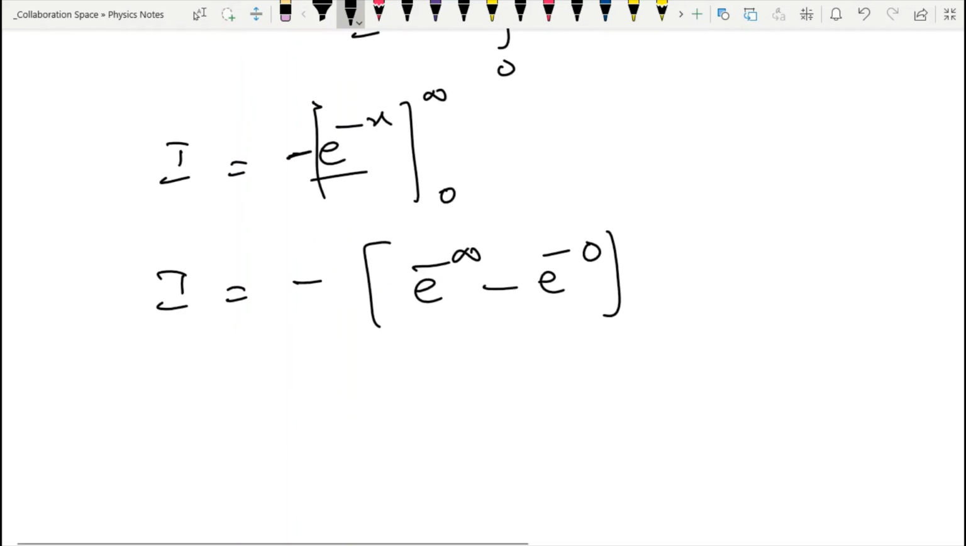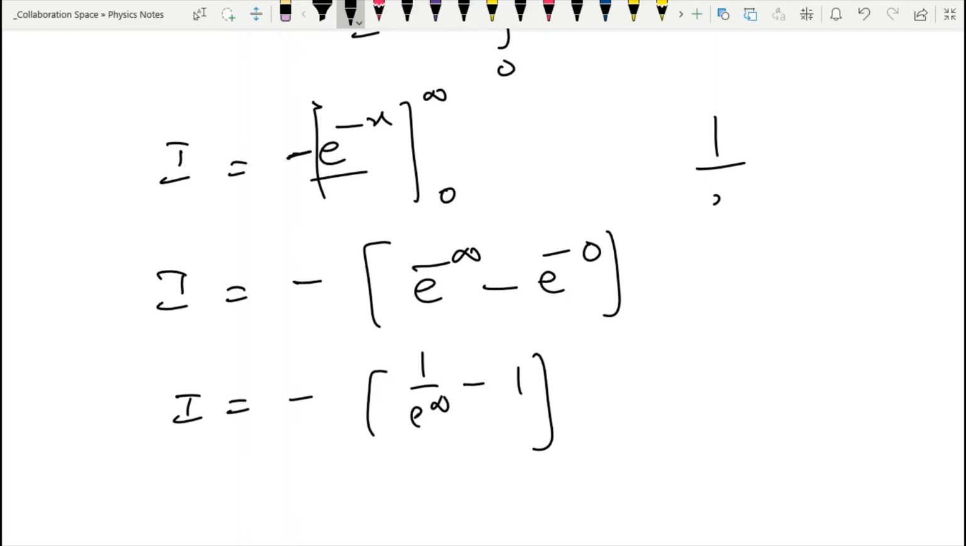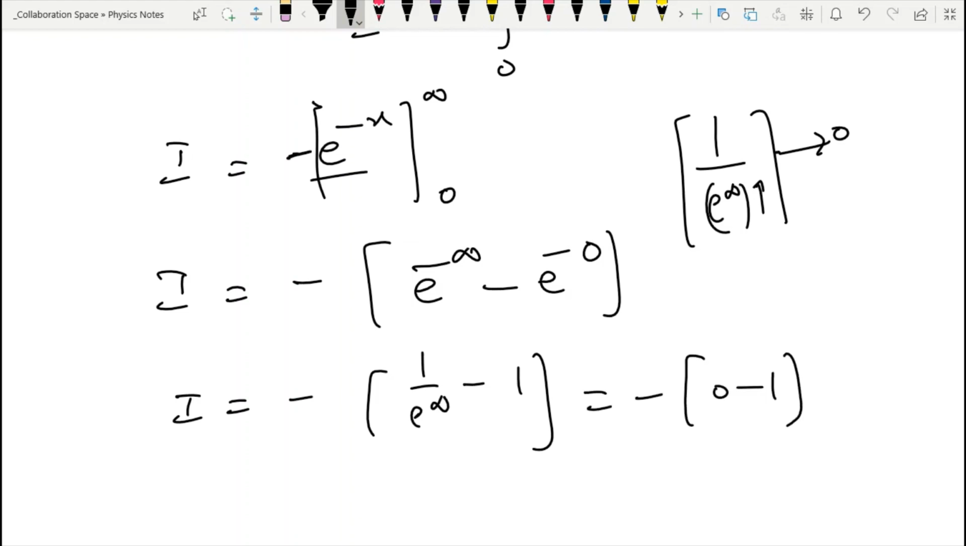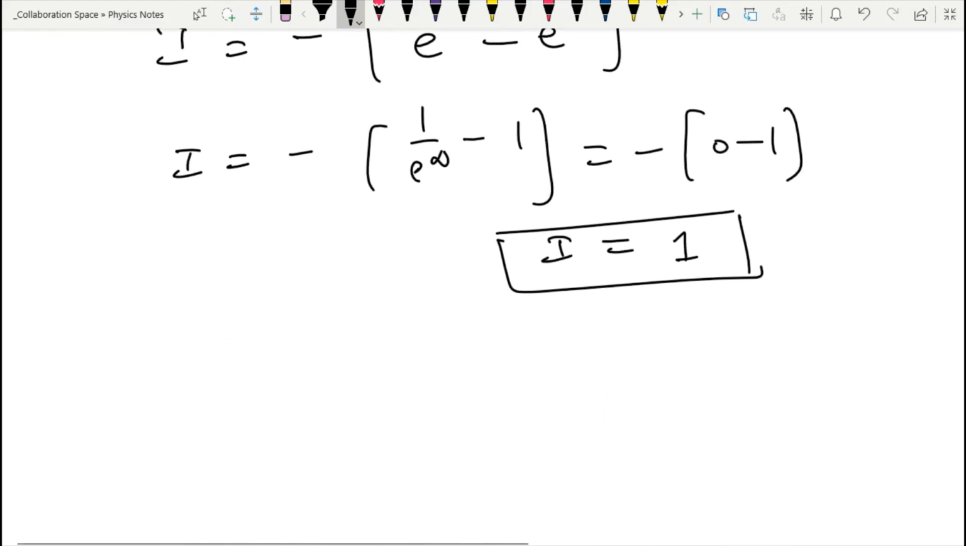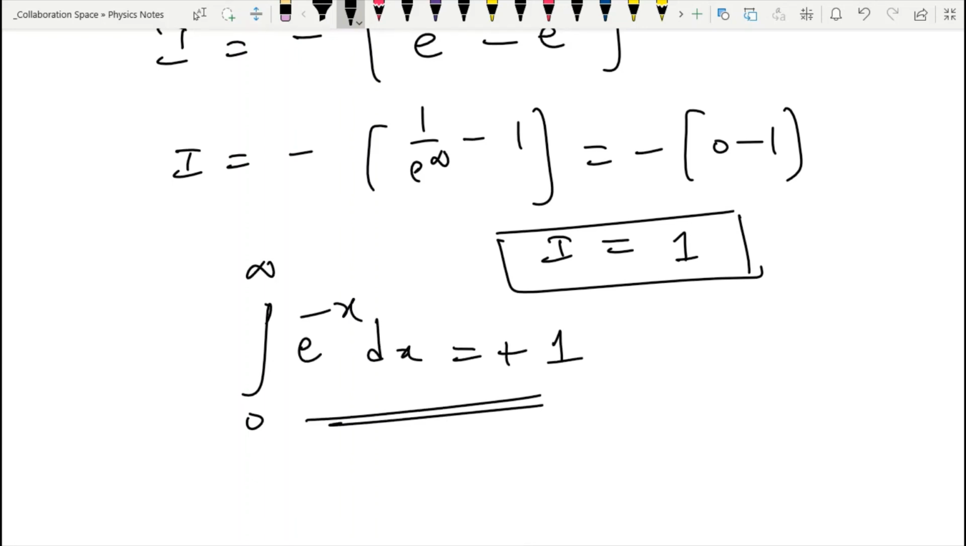So what is the value of e power minus infinity? E power minus infinity is 1 by e power infinity. See, e power infinity means this is very, very large. So the total value tends to 0. So you can take it as 0. So the value will be plus 1. The integration value will be plus 1. So the answer for that integration is plus 1. So integration 0 to infinity e power minus x dx is plus 1. Clear or not?